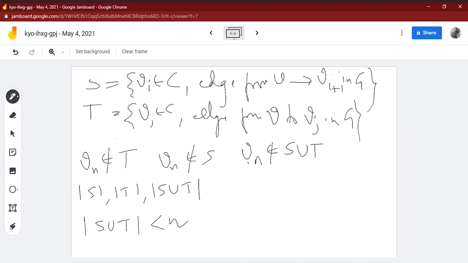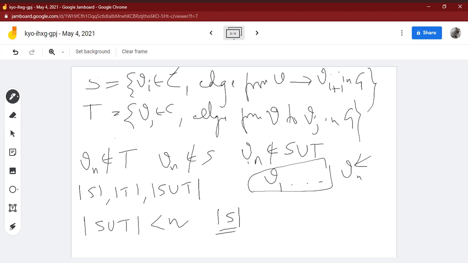So the only possibility is that in S union T there are only V1 to Vn-1, not Vn. The only elements in S union T are V1 to Vn-1, because in G there are V1 to Vn. Since Vn doesn't belong to S union T, only the remaining ones belong to it. So it is always strictly less than n.